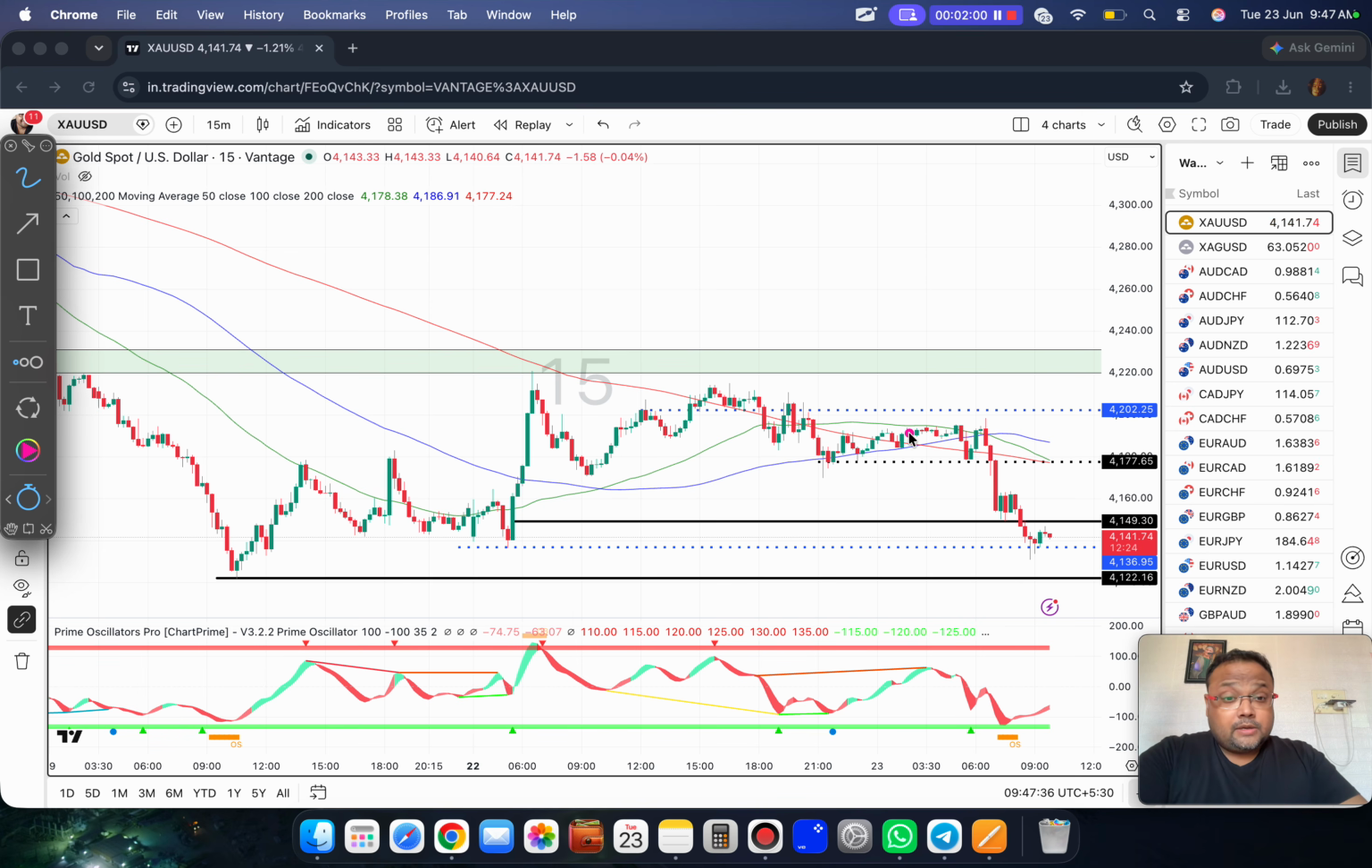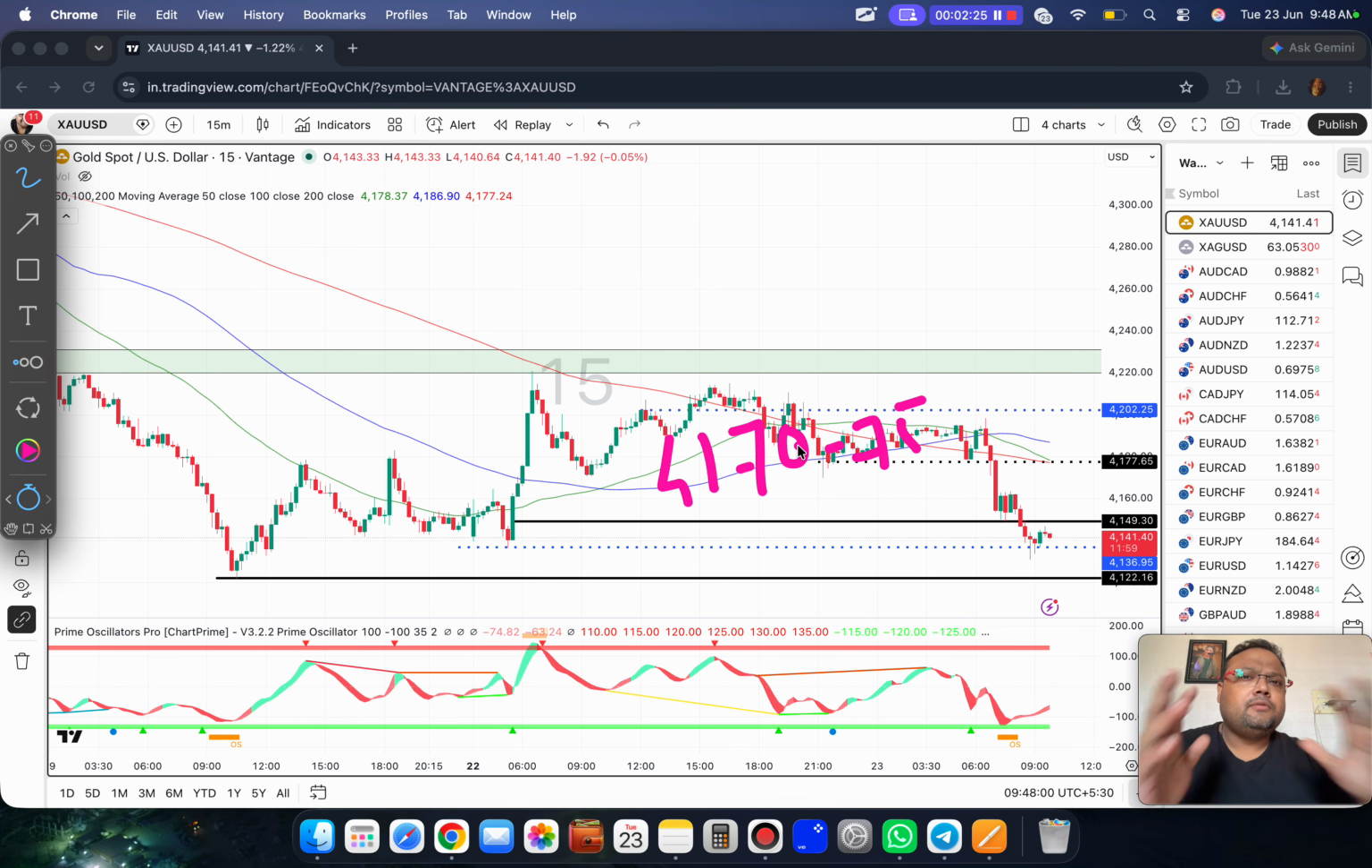So before that, if gold starts going up, gold has multiple layers of resistance, meaning it won't be easy for gold. For example, the first resistance will be around 4170-4175. This is the first resistance on the chart of gold, where gold will face strong resistance. It means that during the day, if the market tries to go up, this is going to be the resistance.